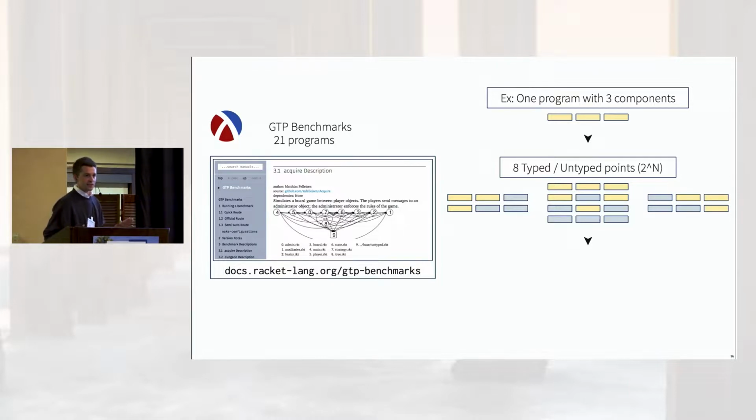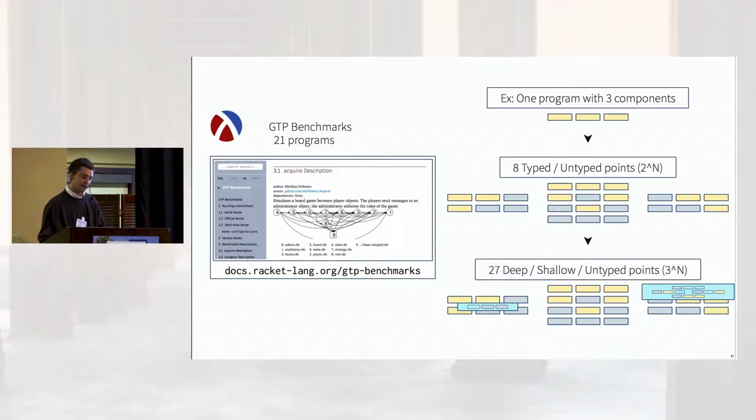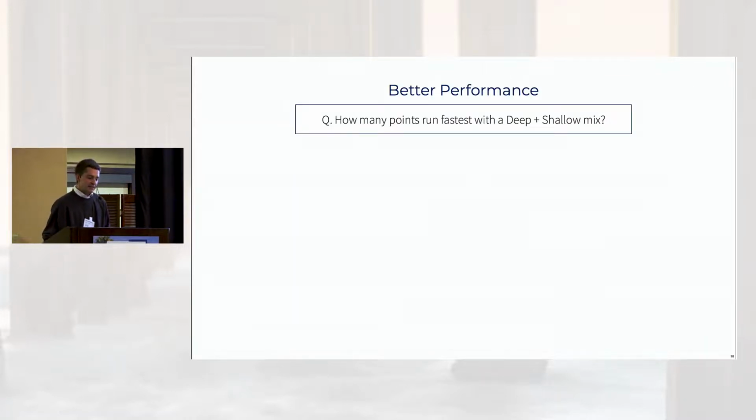So just looking at this switch between 2, we now have a lattice of 8 possibilities. And since types in this paper can now be deep or shallow, we're looking at a 3-way lattice, 3 to the n. So there's 27 points that we care about out of this program with 3 components at the start. So this is the search space that we're looking at that we care about performance. The first question to ask is, how many points out of these lattices run fastest if we use a mix of deep and shallow? So in other words, does the mix matter? Do we really want both in the same program?